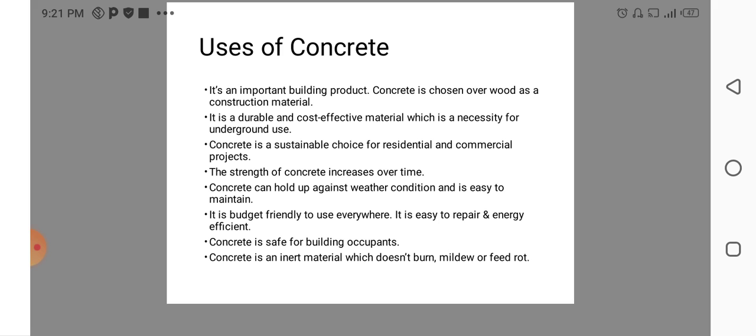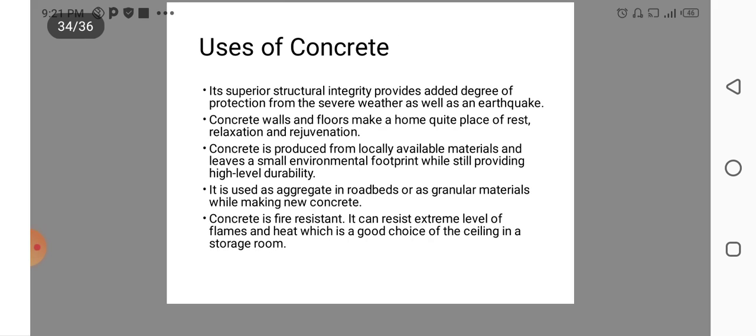Concrete is safe for building occupants. Concrete is an inert material which doesn't harbor mold or feed rot. Its superior structural integrity provides an added degree of protection from severe weather, so it is not affected by severe weather. Concrete walls and floors make a home a quiet place of rest, relaxation and regeneration.